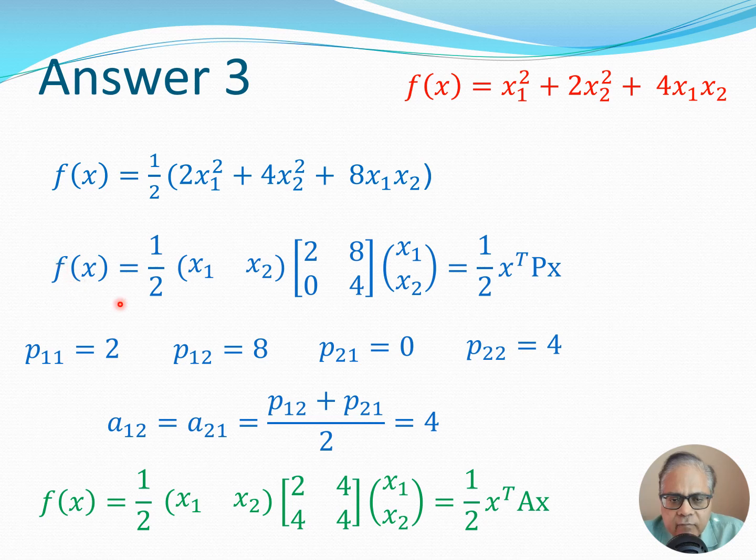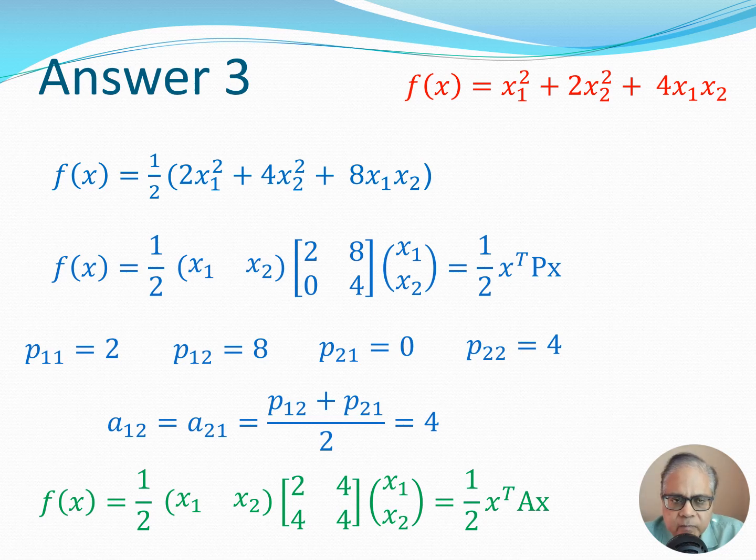So I can write f of x as half x^T P x, or I can write f of x as half x^T A x. Both of these are the same. All I have done here is that I have thought of this 8x1x2 as 4x1x2 plus 4x2x1, and that has let me write this out in this particular nice diagonal form. Diagonal matrices are much simpler to study, and you can obtain a lot of interesting mathematical properties from diagonal matrices.